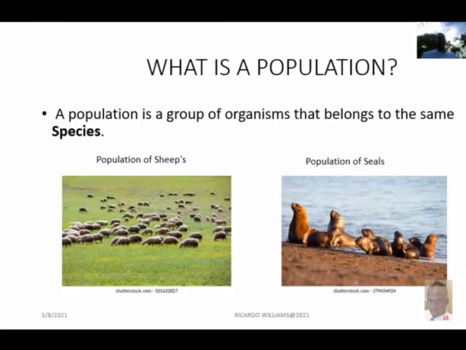What is a population? A population is a group of organisms that belong to the same species. If you look on your screen, you should be seeing two pictures: a population of sheep and a population of seals. These are not really Jamaican organisms, but we are aware of them. As you can see, it's a group of organisms, all belonging to the same species, so we call that a population. Once they are of the same species and occupying the same space, we call it a population.